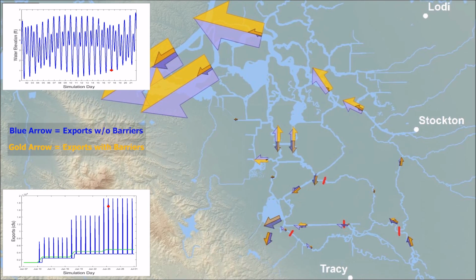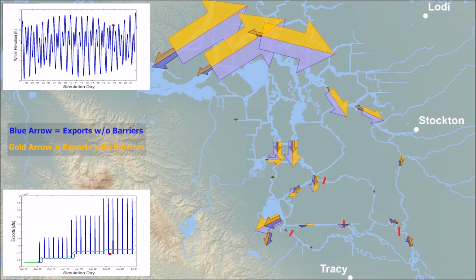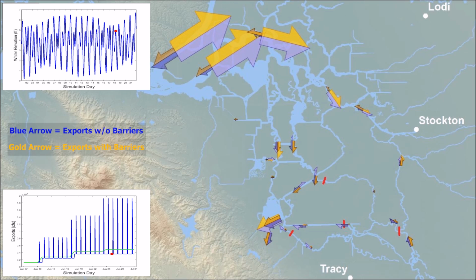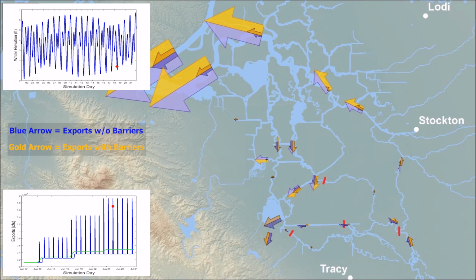As the export rate increases, the same effects are accentuated further. We see greater net southward flows through Old and Middle Rivers. At the highest export rate, the effects become more pronounced. Unnatural water movement from north to south entrains fish in the pumps and breaks up any natural gradients between the rivers and ocean that cue fish responses.